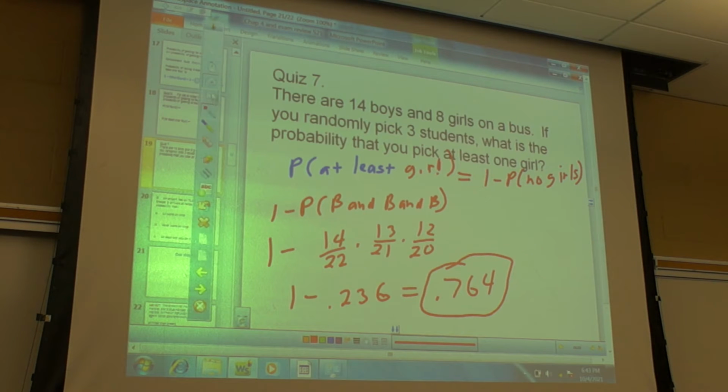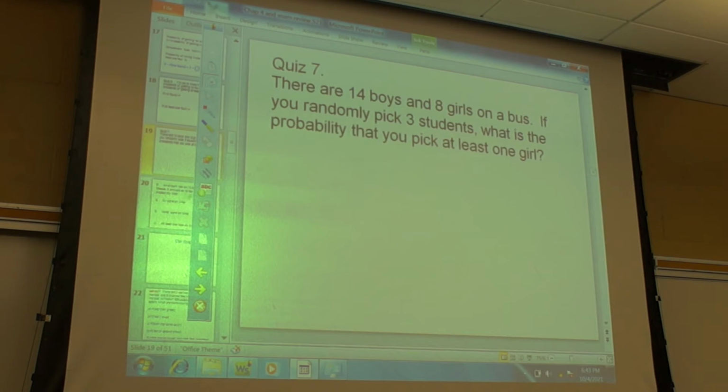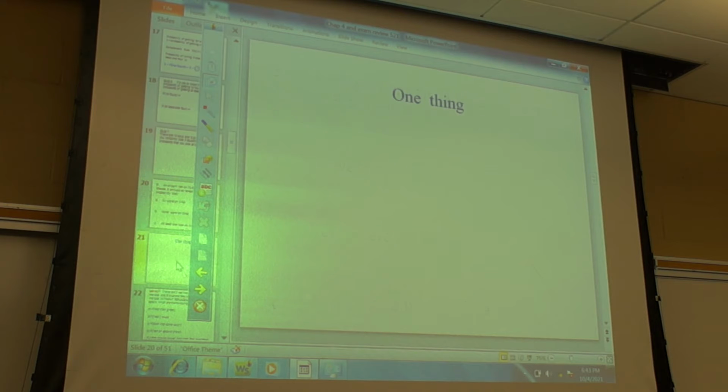Okay, we're going to move on in 5. Take a picture of it if you need it. Moving on in 5, 4, 3, 2, 1. Okay. Oh, we did this one already. All right. Oh, one thing. Okay, so one thing.